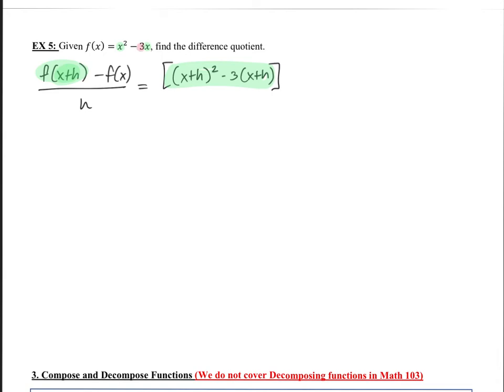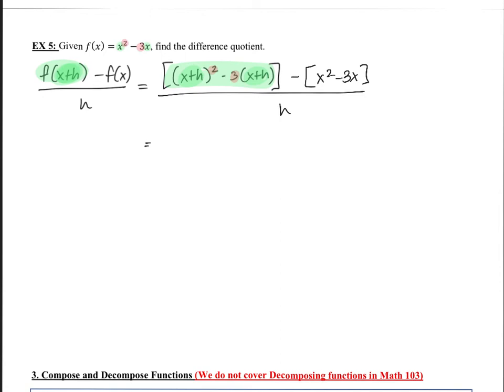So this whole thing has now become right there. That 3 is the 3 from there. The square is the square from there. We're just squaring the x plus h value, so just squaring it and then multiplying it. And then we'll go ahead and plop in the f of x, which is pretty simple. We already have that right there. x squared minus 3x divided by h.